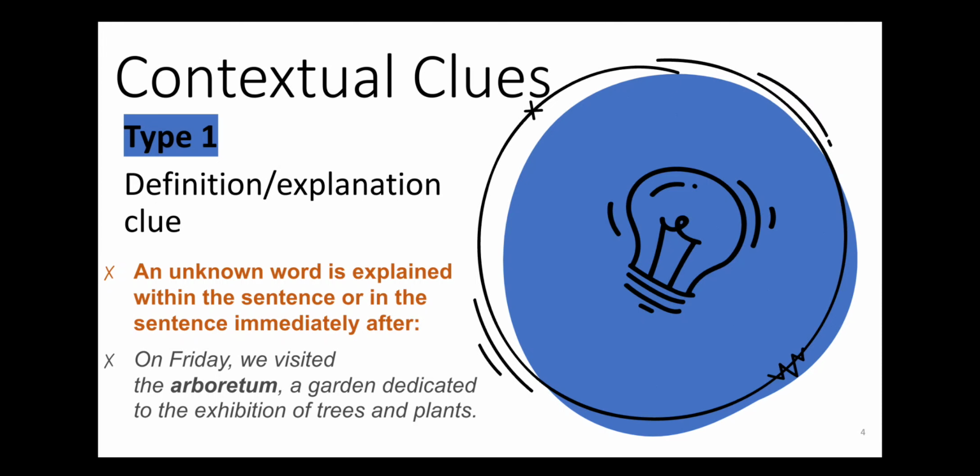Type number 1, definition or explanation clue. Sometimes an unknown word is explained within the sentence or in the sentence immediately after it. Let's look at an example. On Friday, we visited the Arboretum, a garden dedicated to the exhibition of trees and plants. So what we visited was a garden which was dedicated to the exhibition of trees and plants, and the specific name for this type of garden is Arboretum.